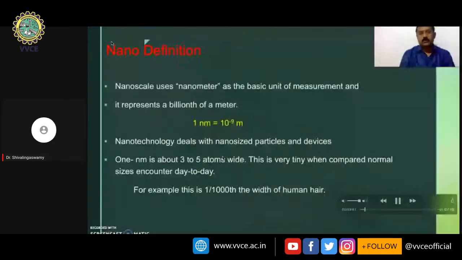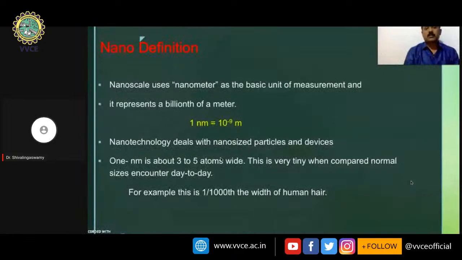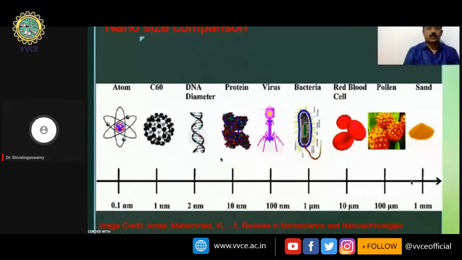Nanometer is 1 billionth of a meter. It's a very small dimension, and it is a unit of measurement in the nano world. Nanotechnology deals with nano-sized particles and devices, and 1 nanometer actually refers to the dimension of 3 to 5 atoms. The human hair is of the order of micrometer, and 1 by 1000 of the width of human hair will be equal to a nanometer. This is for a comparison of sizes.